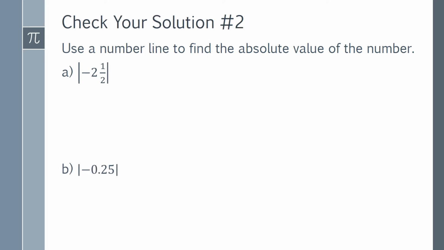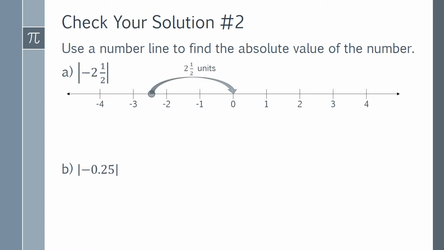In order to find the absolute value of -2.5, we'll start by drawing a number line and then graphing the point. Then we can count the distance to 0. And we see that the absolute value of -2.5 is 2.5 because it is 2.5 units away from 0.